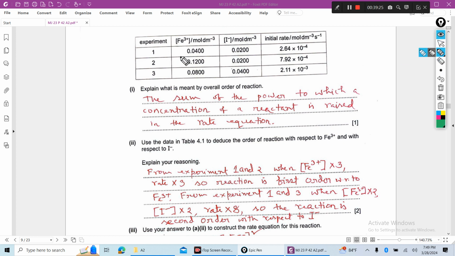Okay. From experiment 1 to 2, if the concentration of iron(III) ion doubles, the rate becomes double. So the reaction is first order with respect to iron(III) ion. And from experiment 1 to 3, the concentration of iron(III) ion doubles and the concentration of iodide ion doubles, so the rate becomes 2 times, and for this 4 times, total rate increases 8 times. So the reaction is second order with respect to iodide ion.